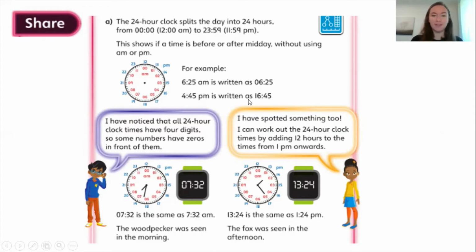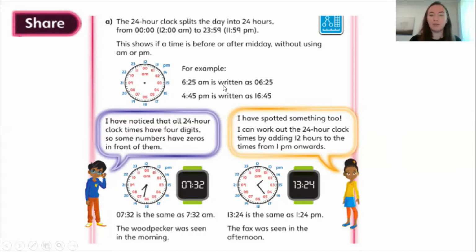4:45 p.m. is written as 16:45. This is because when we got to 12 o'clock midday, instead of starting again at 1 p.m., we just carried on. It shows you on this little clock here. So once we got to 12, we carried on and went to 13 and then 14 hours. So this means it is 14 hours past midnight. We'll go through a trick to work that out in a little bit. So 4:45 p.m. is written as 16:45.